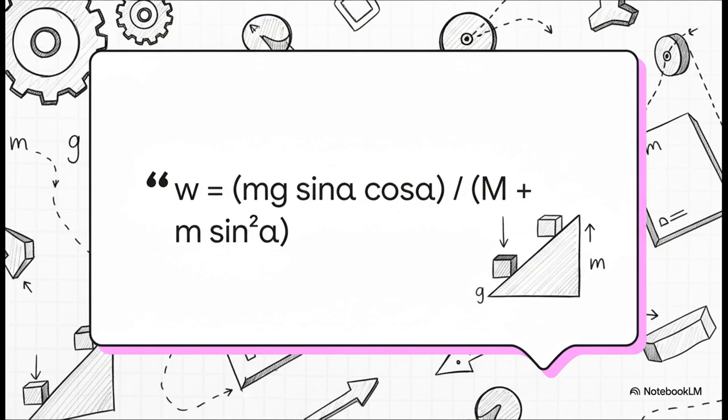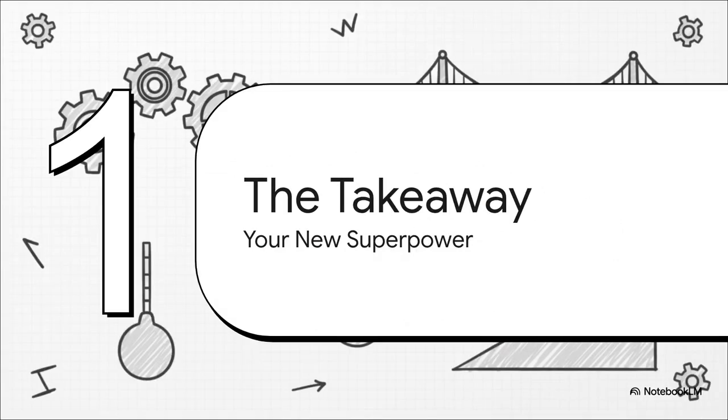The acceleration of the wedge, let's call it W, is given by this expression. And it makes sense, right? It depends on the masses of the bar and the wedge, the angle of the incline, and of course, gravity. Now, getting the right answer is fantastic, but the real victory here is the method. What you've just seen is a powerful, systematic way to think your way through a tough physics problem.